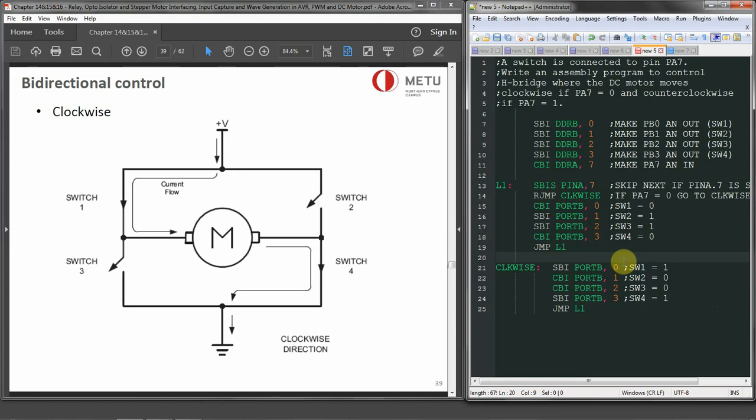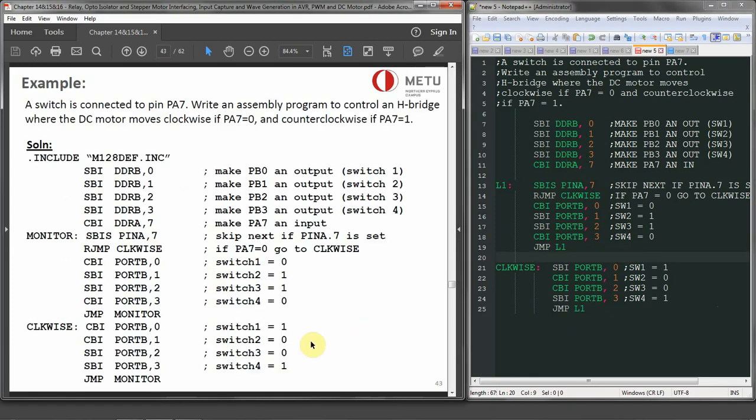So that's all we need to write for the H bridge driving the DC motor, and this is the configuration for it, and this is how we can interface it. The same solutions can be found on the slides as well.